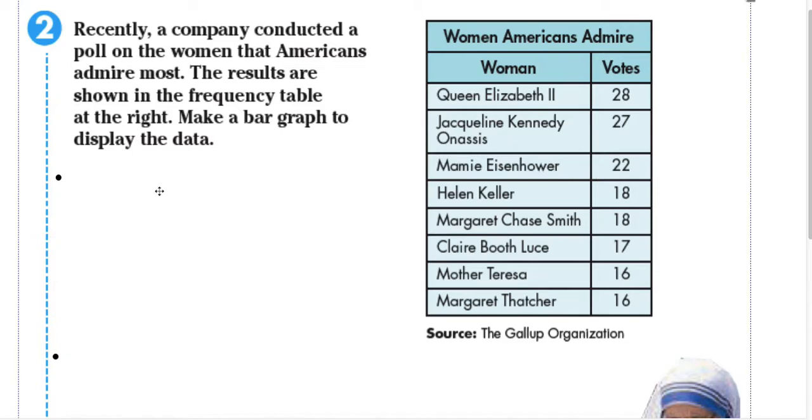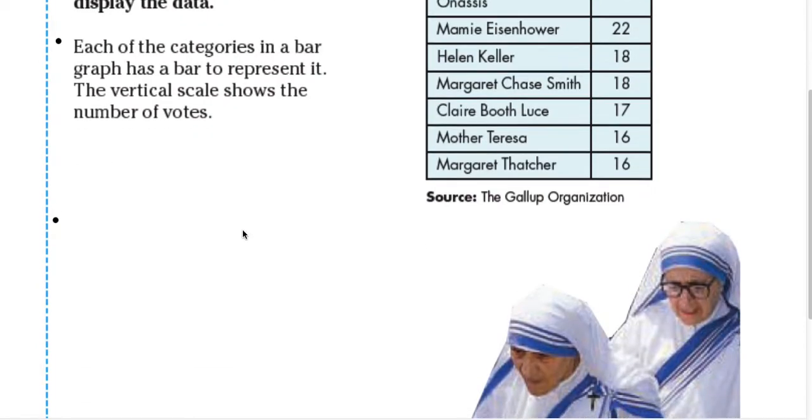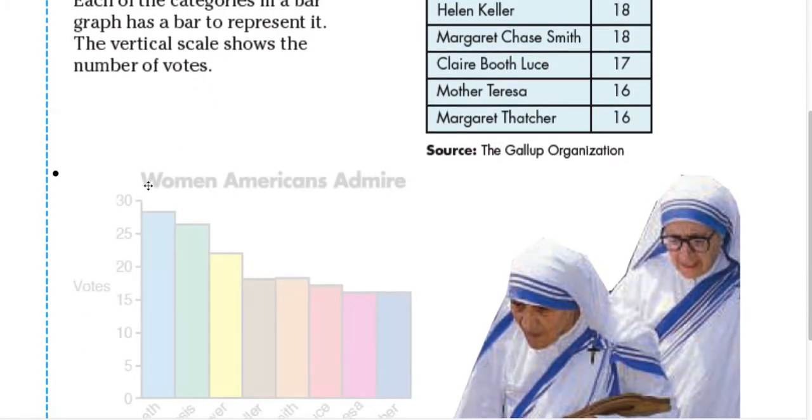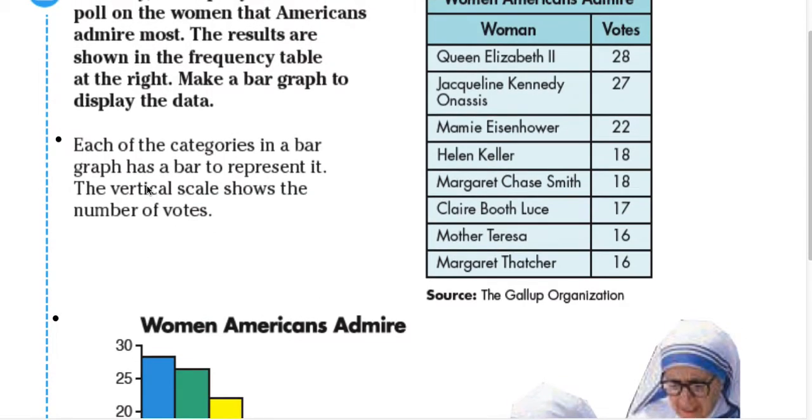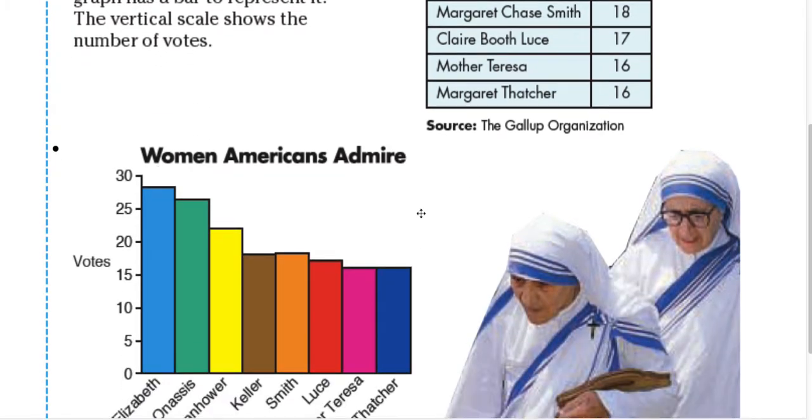To be able to answer that question, we want to make a bar graph. Each of the categories in the bar graph has a bar to represent it. The vertical scale shows the number of votes. So this will go to our vertical scale in our bar graph. And this is how our bar graph should look. Why 30? Because the highest one was Queen Elizabeth at 28, and that is the reason we have 30 as the highest number there.